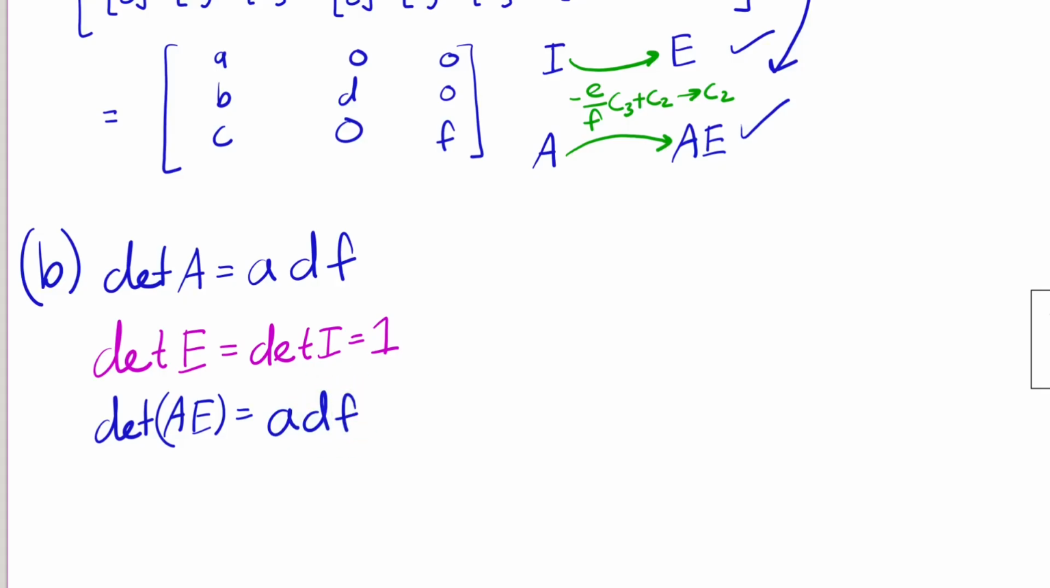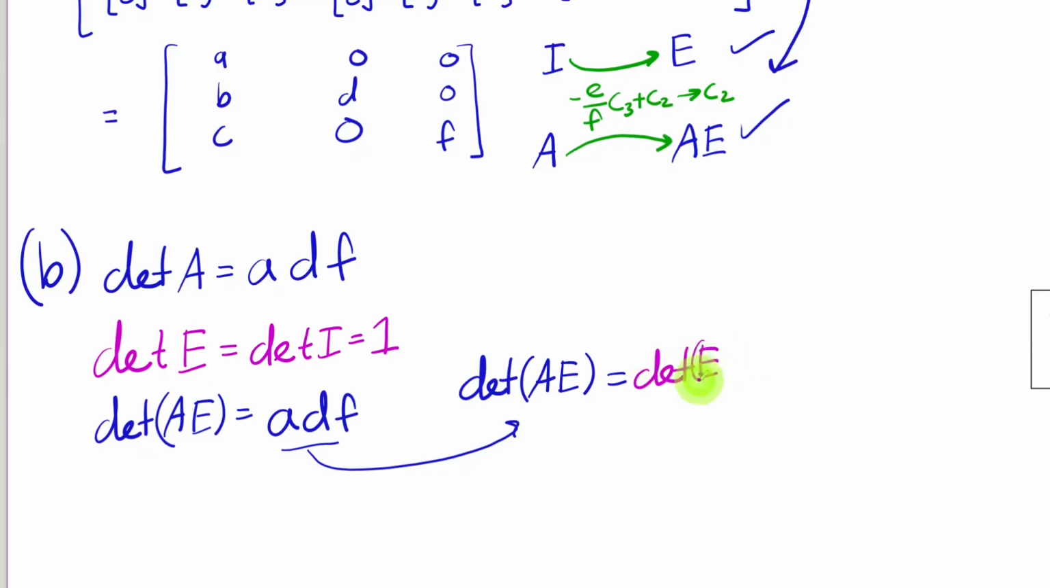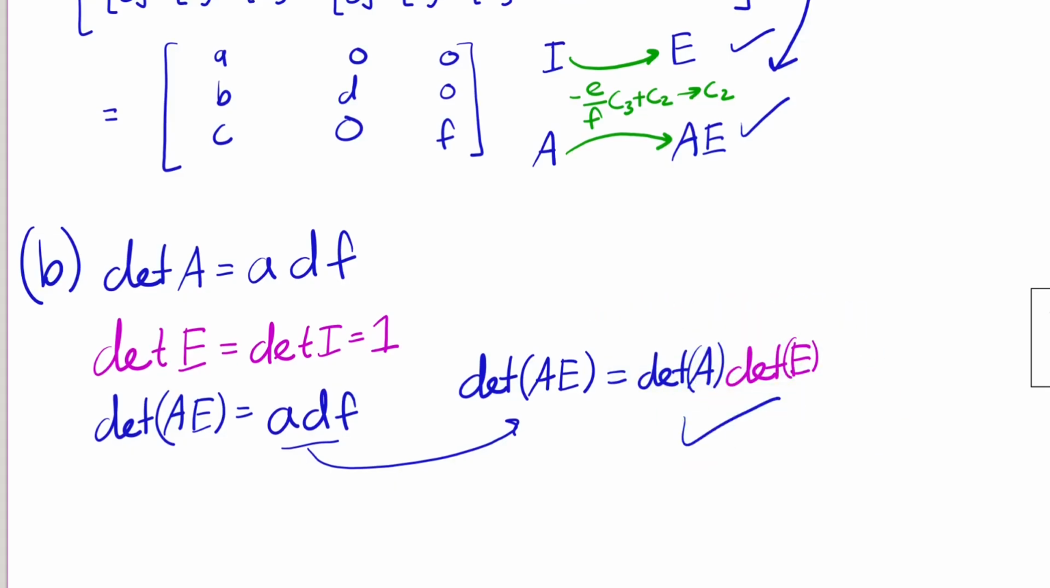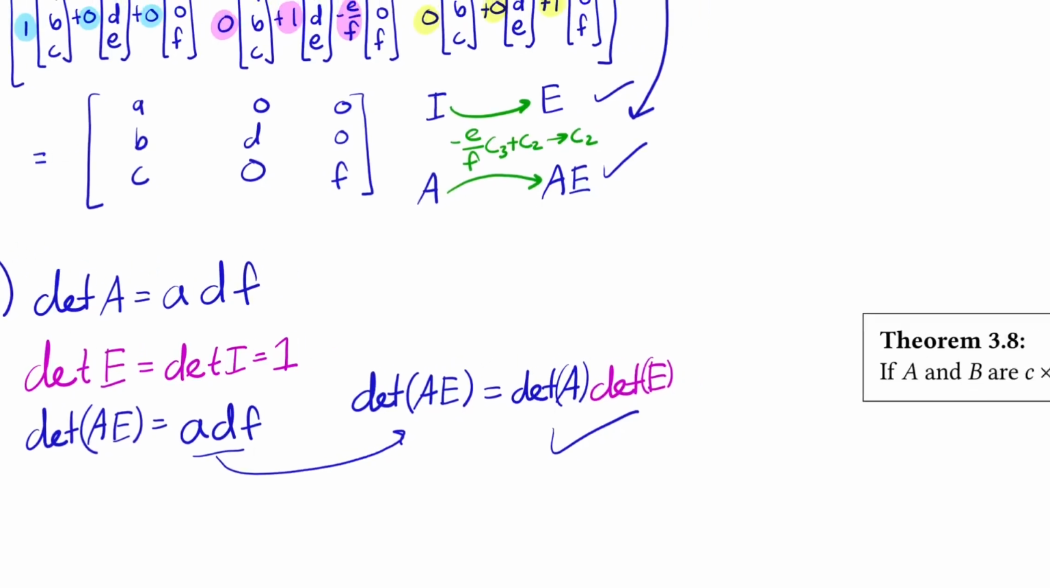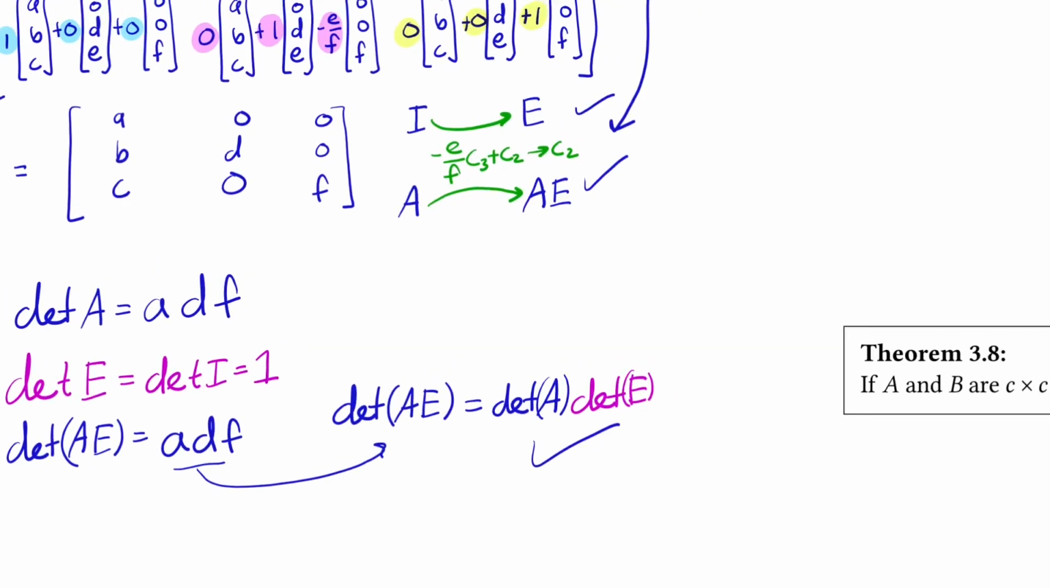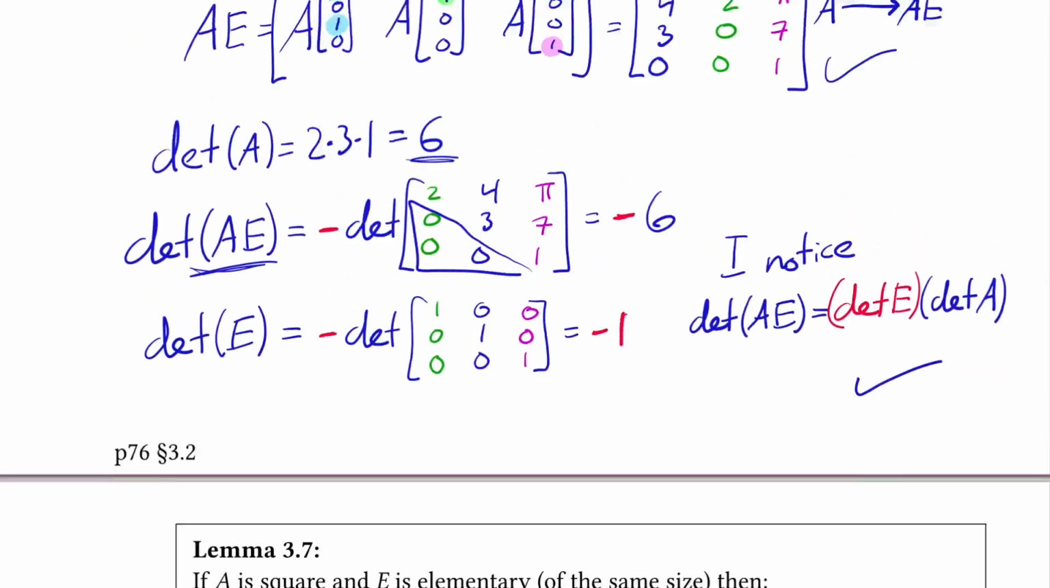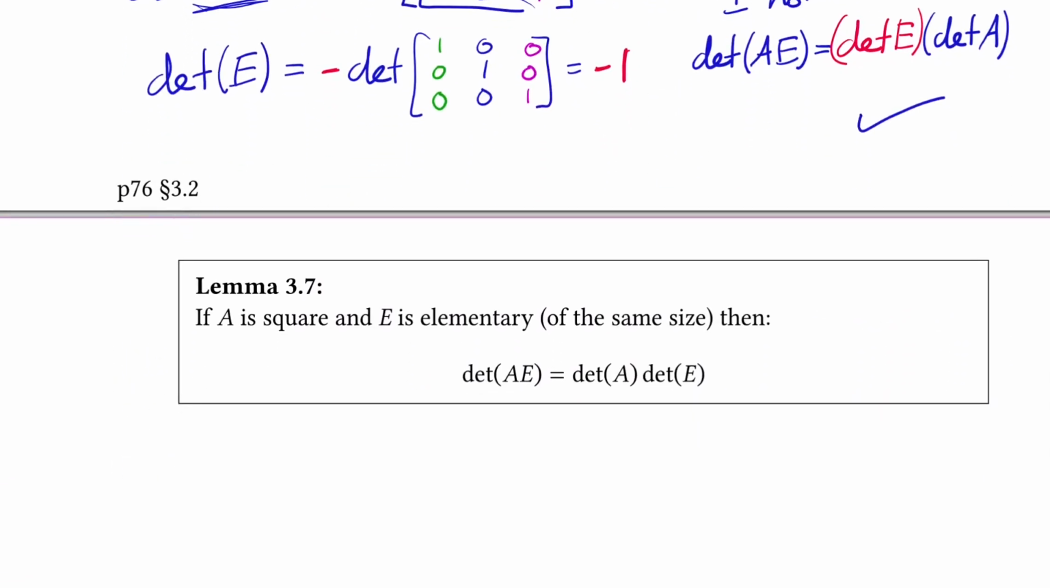And what I notice here is that the determinant of A times E is equal to the determinant of E, also known as the number 1, times the determinant of A. You could also write it the other way if you want to keep A and E in alphabetical order. And yeah, that's what I notice. So it turns out this works out in general, not just with this example and the exercise 2 warm-up, but it works for any elementary matrix of the same size. And we'll prove that in the next video.